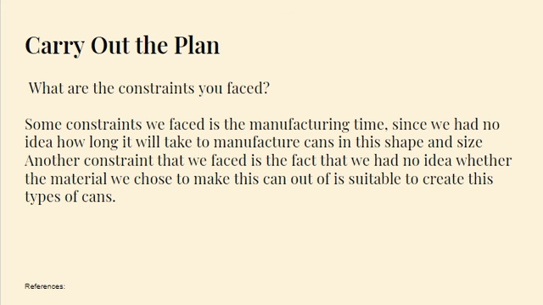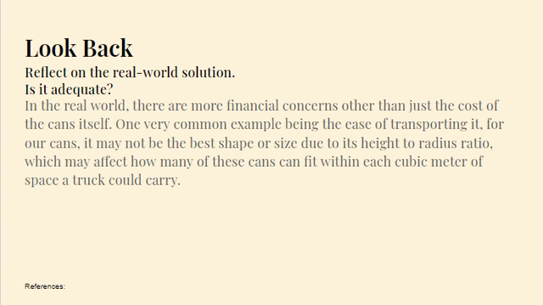Some constraints we face are the manufacturing time, since we had no idea how long it would take to manufacture cans in this shape and size. Another constraint is that we had no idea whether the material we choose is suitable to create this type of can. In the real world, there are more financial concerns other than just the cost of the can itself. One very common example is the ease of transporting it. For our cans, it may not be the best shape or size due to its height to radius ratio, which may affect how many of these cans can fit within each cubic meter of space a truck could carry.